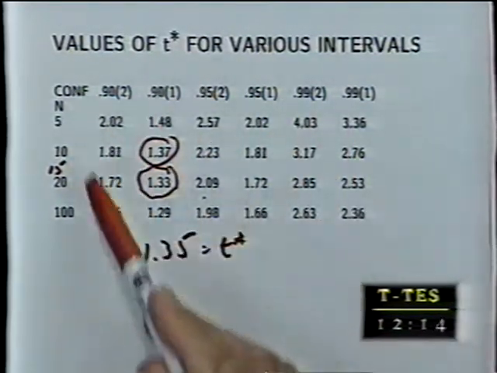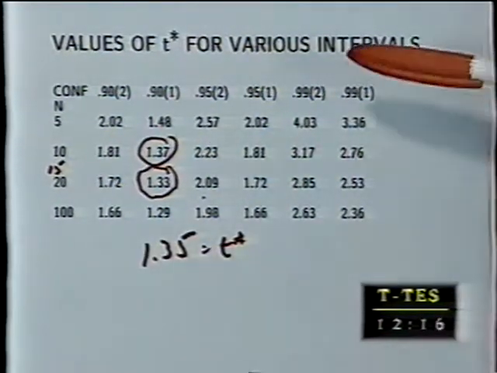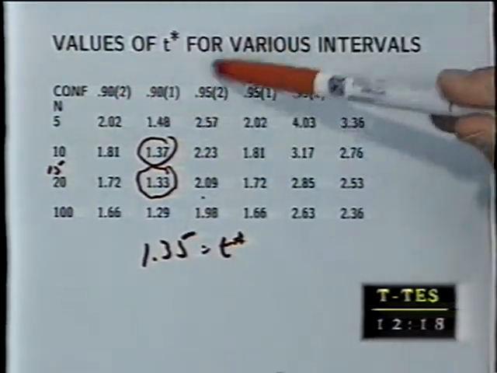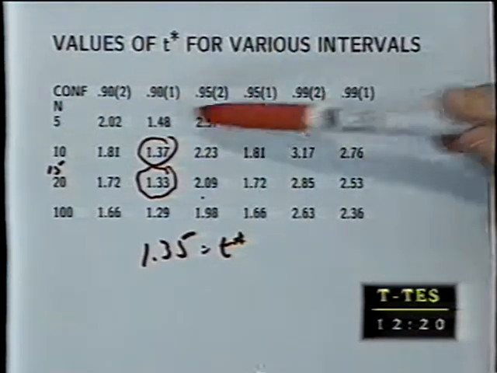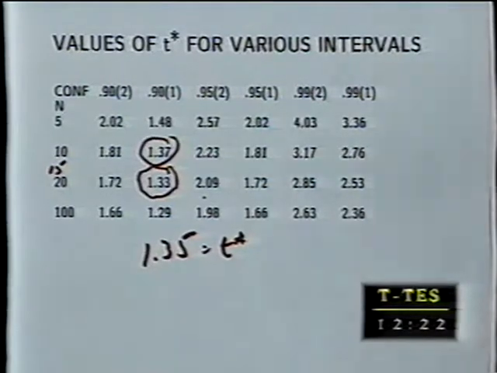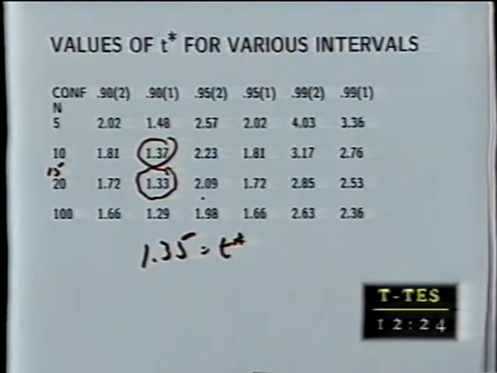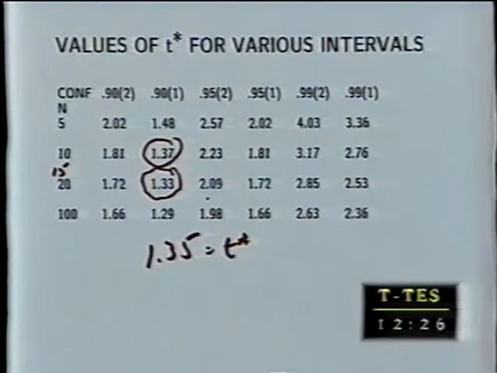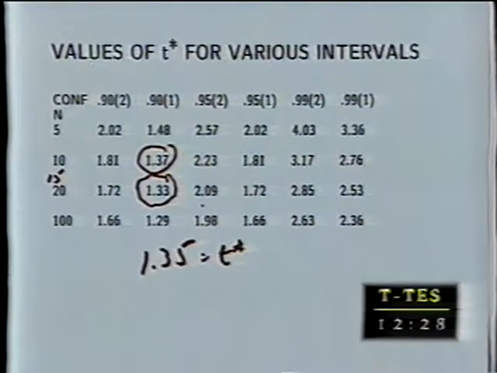And this pretty much covers hypothesis testing, because all we ever really do is 90, 95, or 99, and one- or two-sided intervals. And here are the T values that you would need. Okay? Now, that's how you do it by hand.